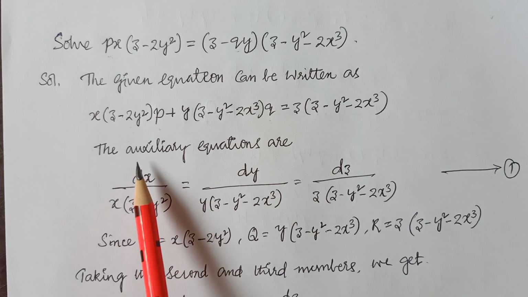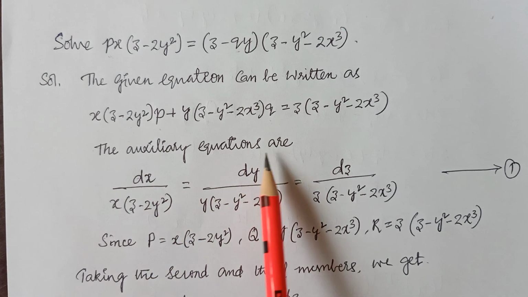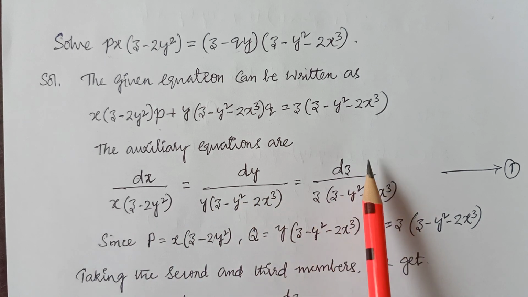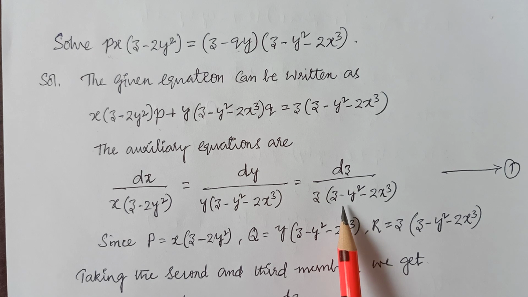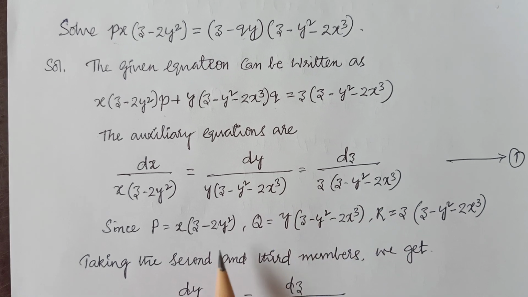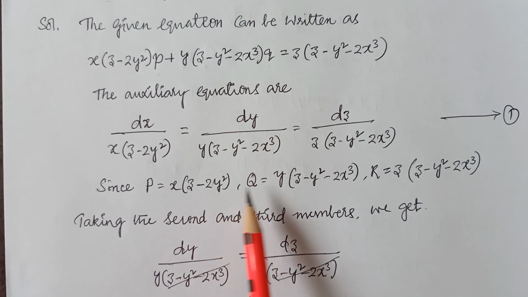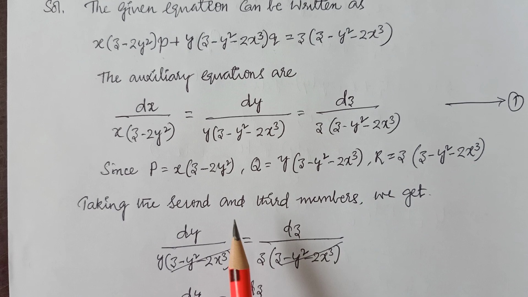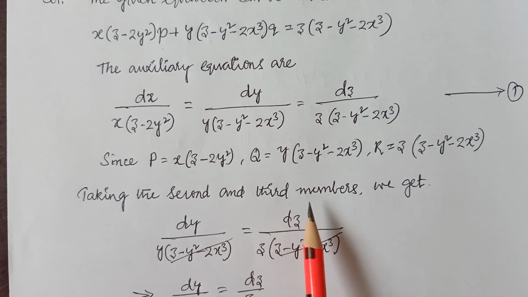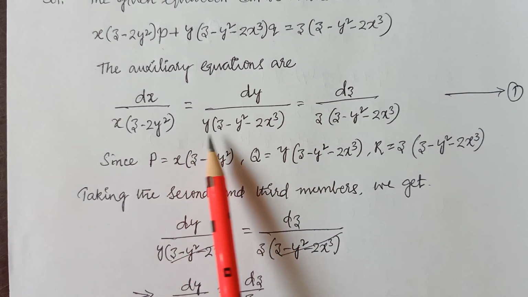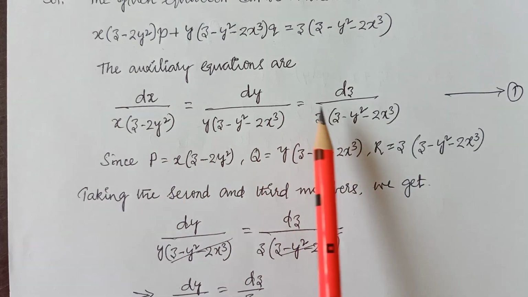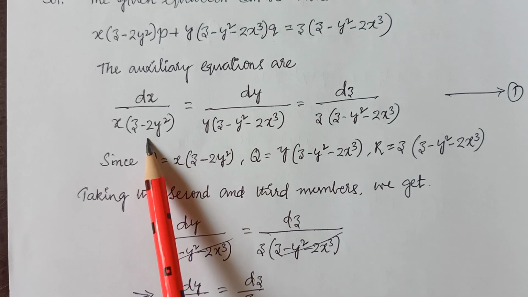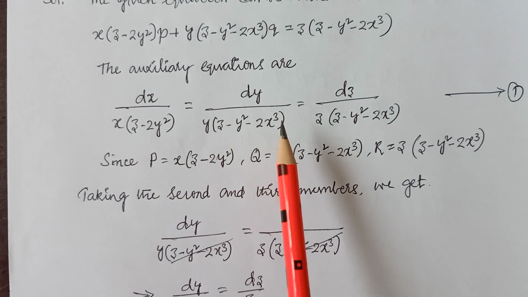Now what are the auxiliary equations? The auxiliary equations are dx by capital P is equal to dy by capital Q is equal to dz by capital R. Here capital P is equal to this, capital Q is equal to this and capital R is equal to this one. Now let us observe these auxiliary equations, whether we can solve these equations by taking grouping or taking multipliers.